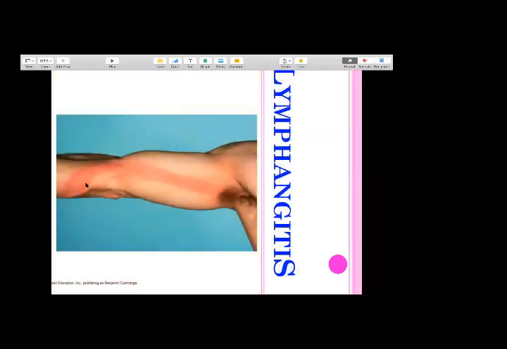Here we have another slide of lymphangitis, again depicting the classic presentation, where you can see redness and inflammation along the lymphatic track, the characteristic sign of lymphangitis, draining right into the lymph nodes.